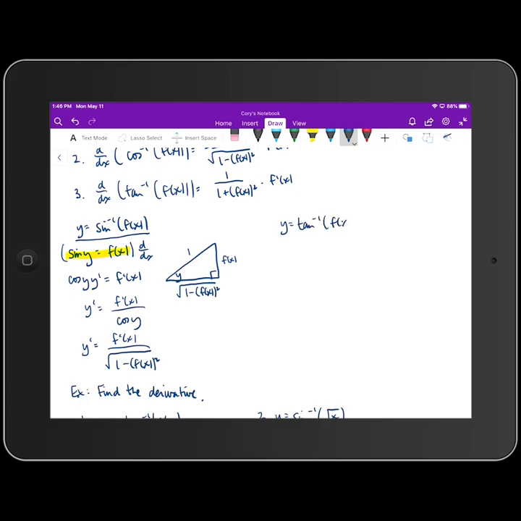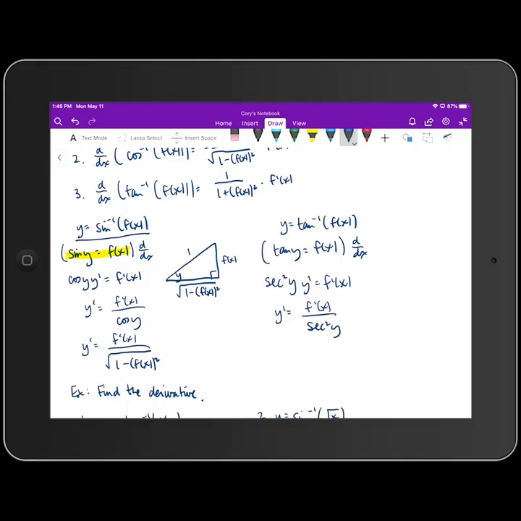Okay, let's do the similar process for y is equal to the inverse tangent of f of x. If we want to actually derive this derivative, we're going to take the tangent of both sides. So we get the tangent of y equal to f of x. Then we're going to use implicit differentiation to take the derivative of both sides. So the derivative of the left-hand side becomes the secant squared of y times y prime. The derivative of the right-hand side is f prime of x, which makes y prime equal to f prime of x over the secant squared of y.